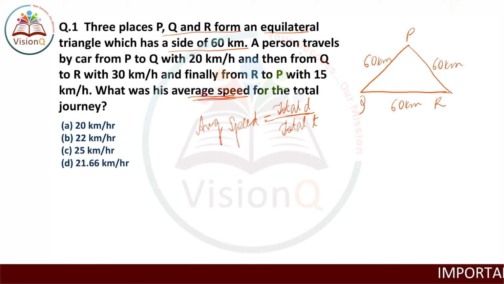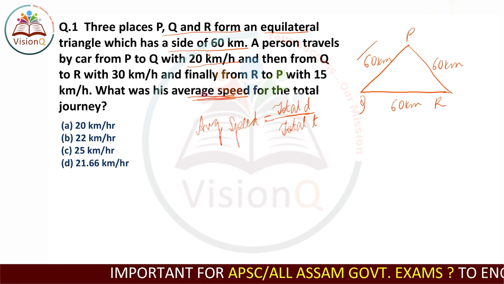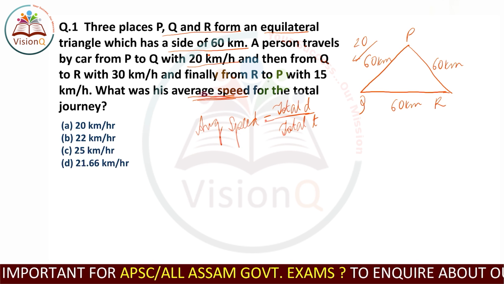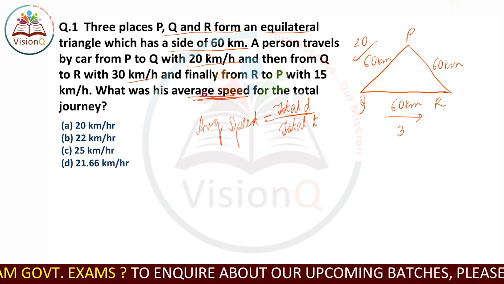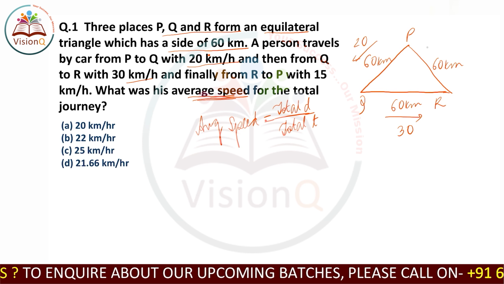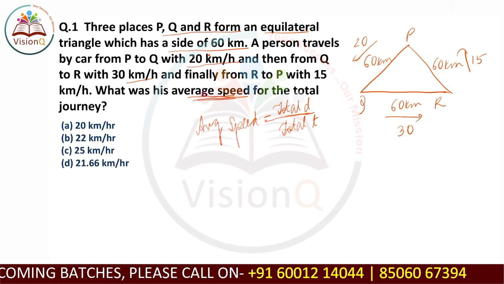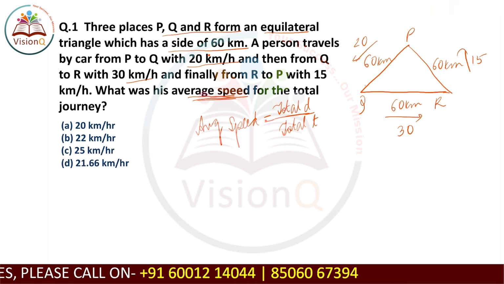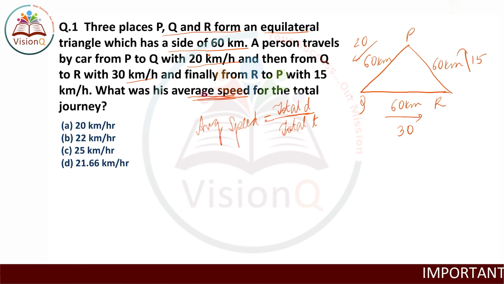Now a person travels from P to Q with a speed of 20 km per hour. So in traveling from P to Q, the speed was 20 km per hour. In traveling from Q to R, the speed was 30 km per hour. And traveling from R to P, the speed of the person was 15 km per hour. So these are the speeds from P to Q, Q to R and R to P. It is asked to find out the average speed for the whole journey of the person.